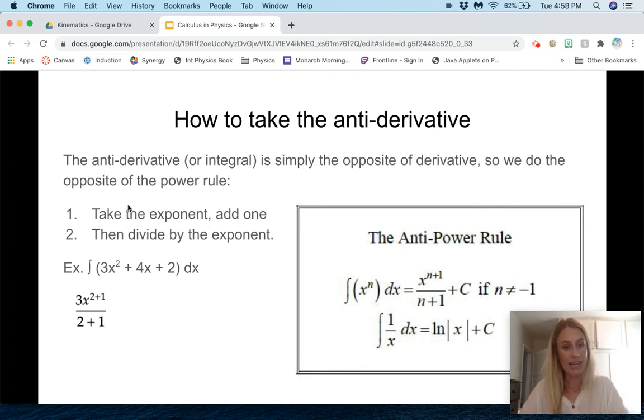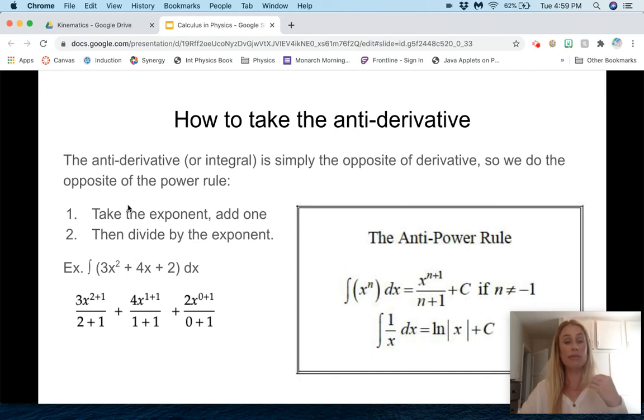I'm then going to move on to the next term. So I have 4x to the first power. Remember, it's like an imaginary 1. I'm going to add 1 to that imaginary 1. So I get 4x to the 1 plus 1. And then I'm going to divide that whole thing by 1 plus 1, all right? Last but not least, I am going to take that final term, so just my 2, and then just like we did with the derivative, we want to pretend like this says 2x to the 0 power, because remember, x to the 0 power is just 1, so this is just 2 times 1. So 2x to the 0 power plus 1, and then we're going to divide that whole thing by 0 plus 1.